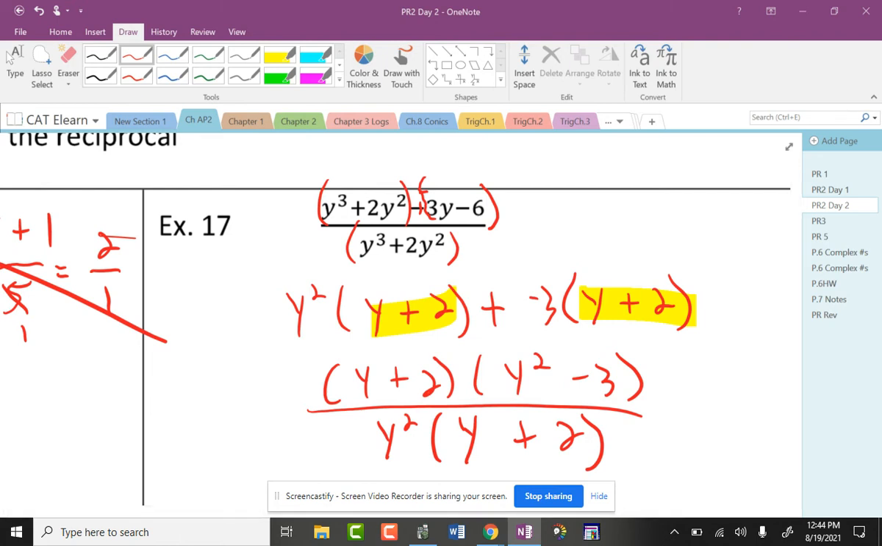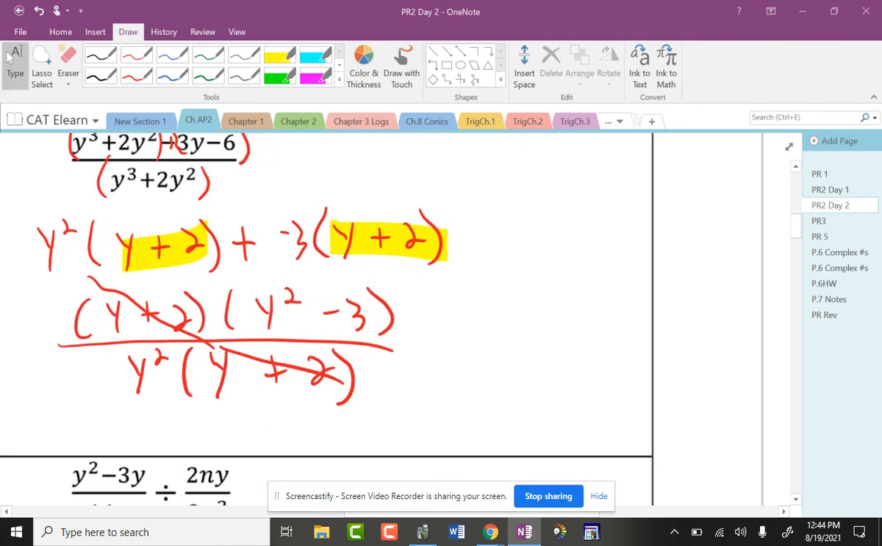And then who cancels, everybody? This big fat y plus 2, since they are exactly the same binomial. Then and locked in parentheses. And then Jake, y squared minus 3 over y squared. Should I cancel the y squared, yes or no?